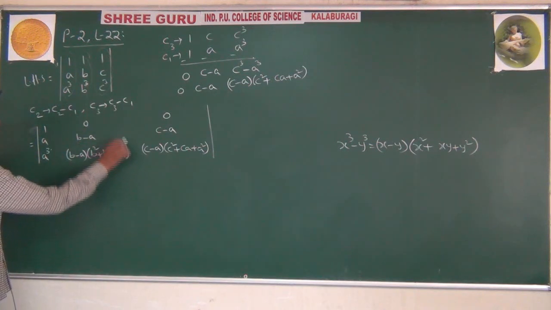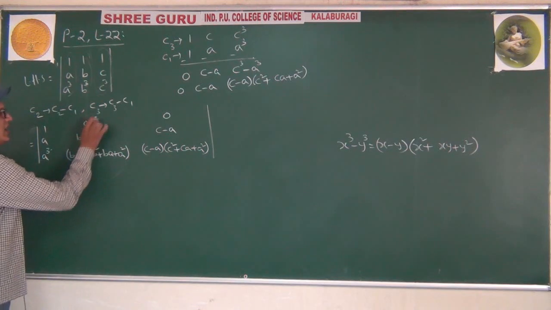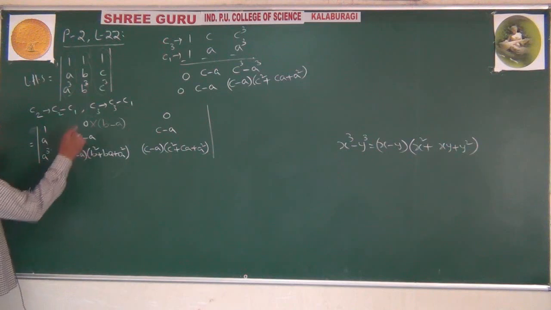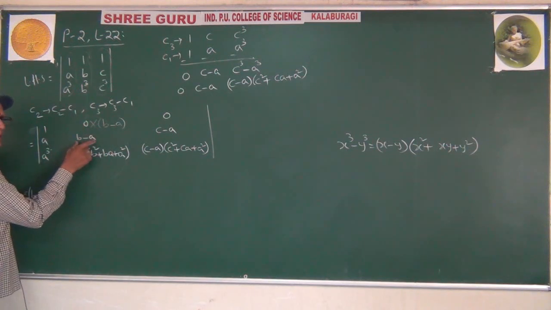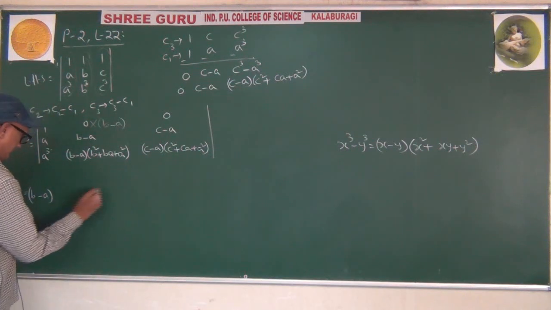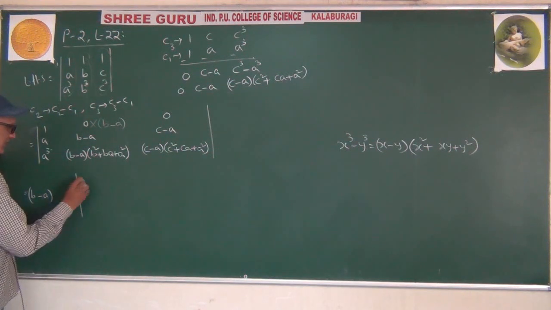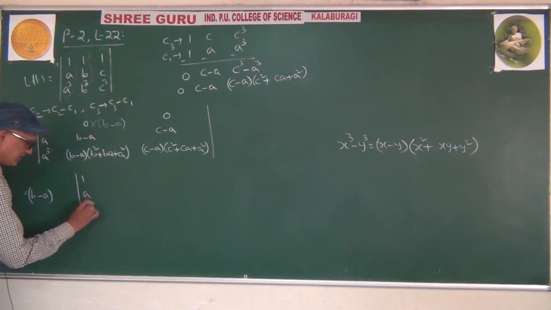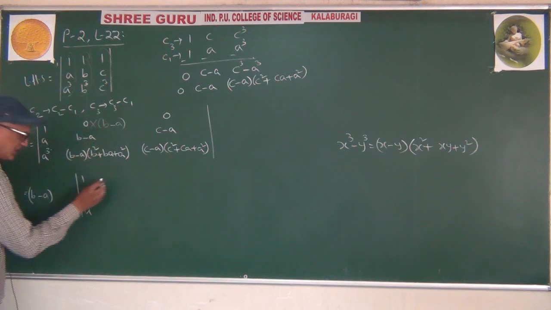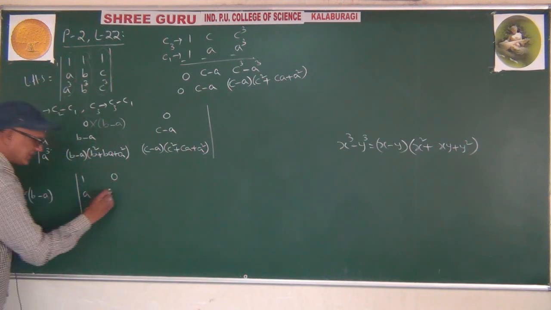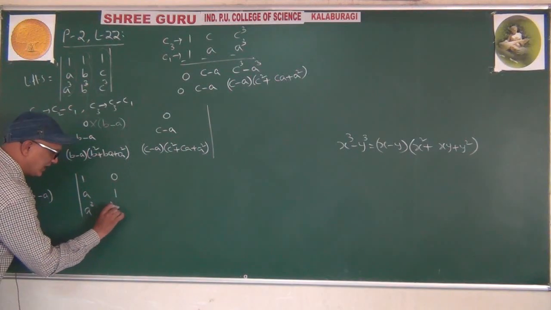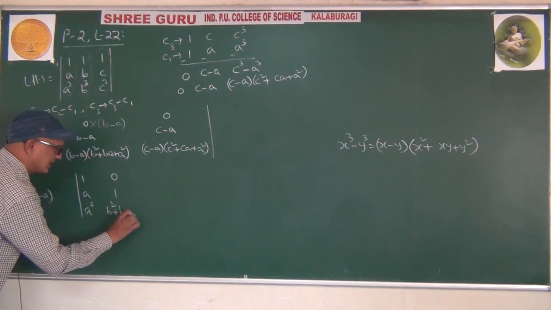From the second column, b minus a, 0 can be written as 0 into b minus a. Okay now, 0 into b minus a, b minus a into b minus a. Take b minus a common. First column as it is. From the second column, b minus a common. B minus a went out, 0 will be; b minus a went out, 1 will be there; b minus a went out, b square plus ba plus a square.